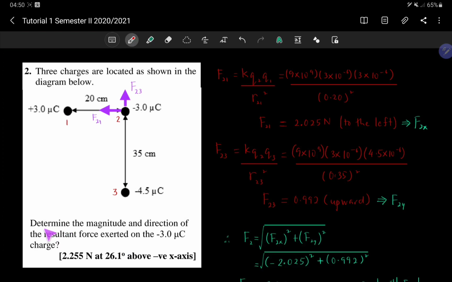The question asks you to determine the magnitude and direction of the resultant force exerted on the negative 3 microcoulomb charge. The negative 3 microcoulomb charge is the second charge, isn't it, which is Q2. So basically we need to know the direction of all the forces exerted on Q2. Now the force exerted on Q2 is by Q1 and Q3. We do it one by one. First, Q1 is a positive charge, Q2 is a negative charge. So according to Mr. Coulomb, different charges attract each other. So the force exerted on Q2 must be towards Q1. They will attract each other.